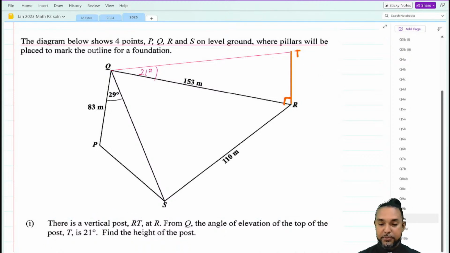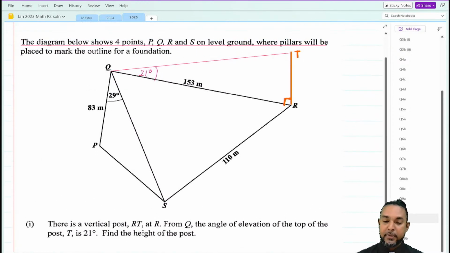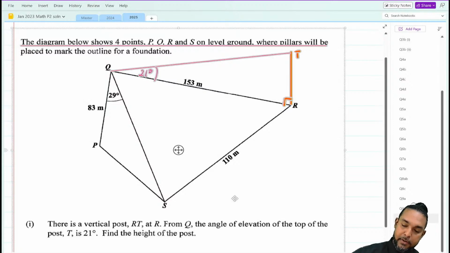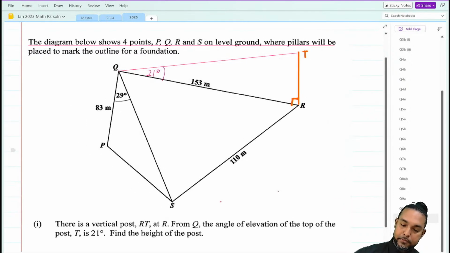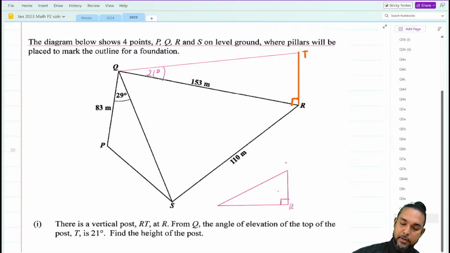So what we're going to do first is sketch. Actually, I didn't give you enough room, so let's come down here and sketch over the diagram real quick. At this point across here, you have R, this is T, this is Q, you have 21 degrees, and we have 1 length. The length we have is from Q to R, and that length is 153 meters. And what they want us to find is the height, RT.